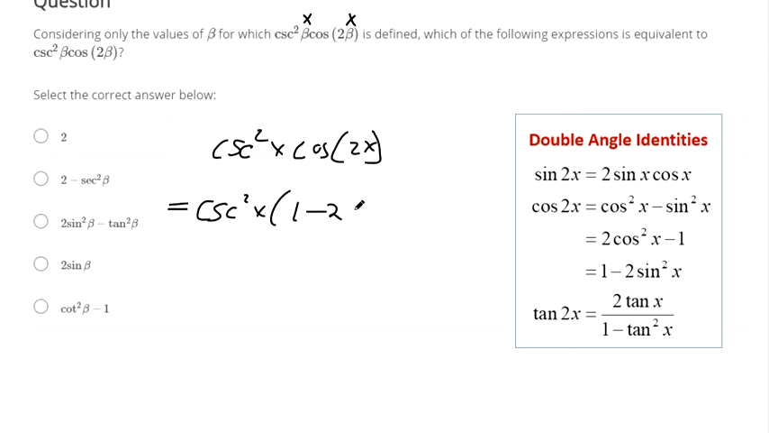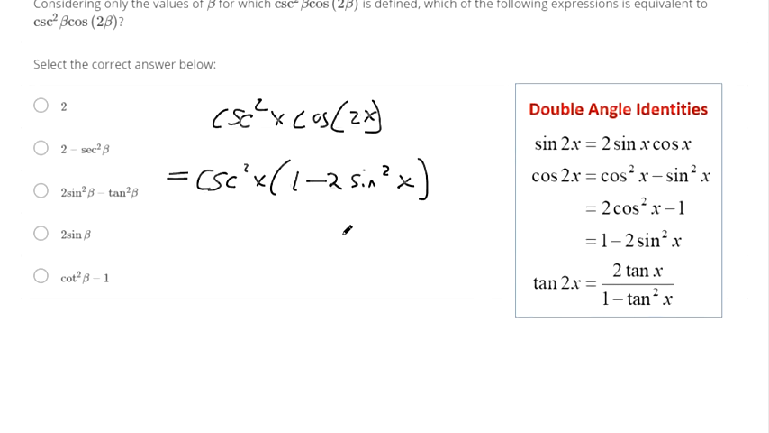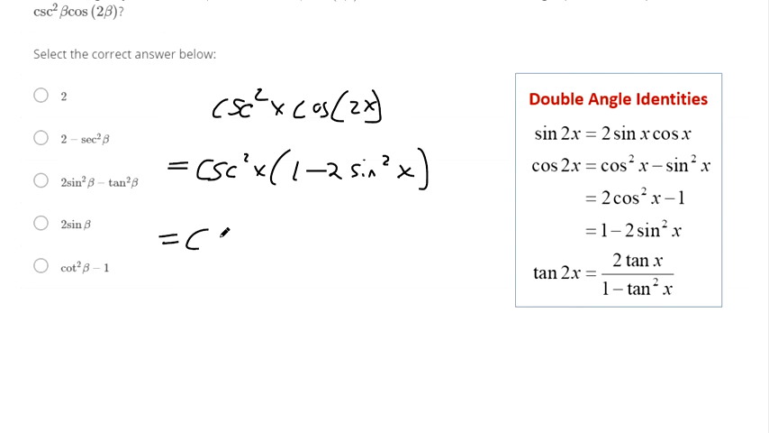So I'm rewriting cosine of 2x as 1 minus 2 sine squared x. And so if you distribute the cosecant, cosecant times sine, that makes 1. And that's not one of our options. What can we do? Let's go back to the drawing board.